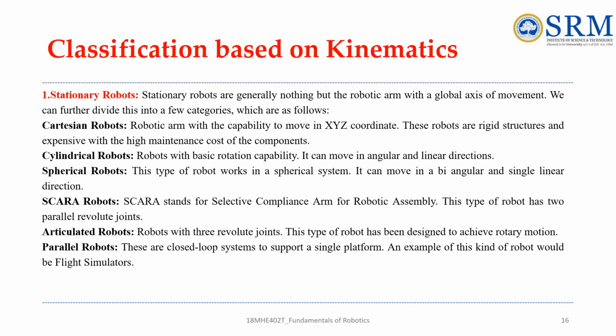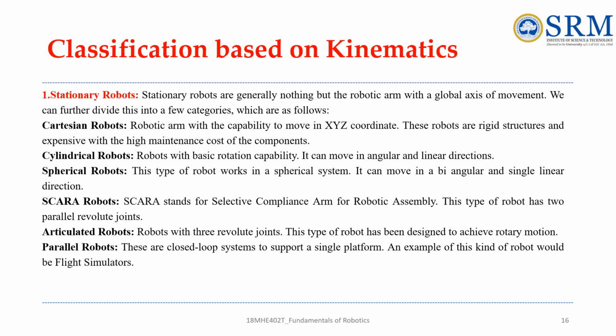Next, we will see the classification based on kinematics. Okay, so first classification is stationary robots. In that, you have different types. So stationary robots are robotic arms that move in various ways. Okay, so different types of stationary robots are, you can see here, Cartesian robots, cylindrical robots, spherical robots, SCARA robots, articulated robots and parallel robots.